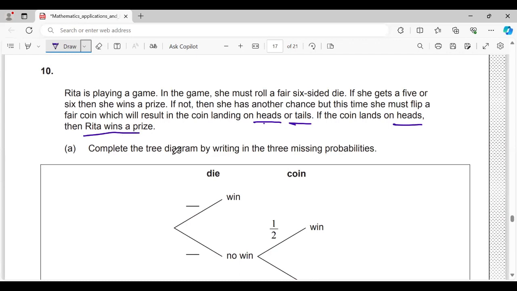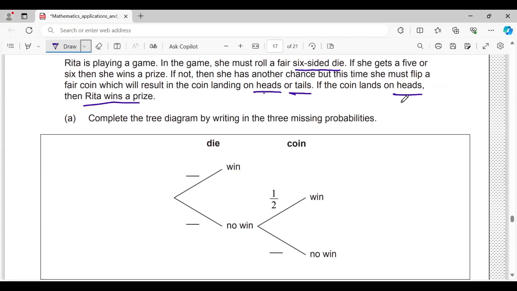Complete the tree diagram by writing in the three missing probabilities. Okay, six-sided die. If she gets 5 or 6, then she wins a prize. If win, she gets 5 or 6.